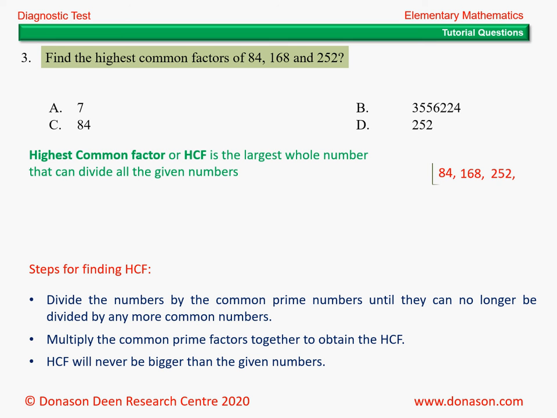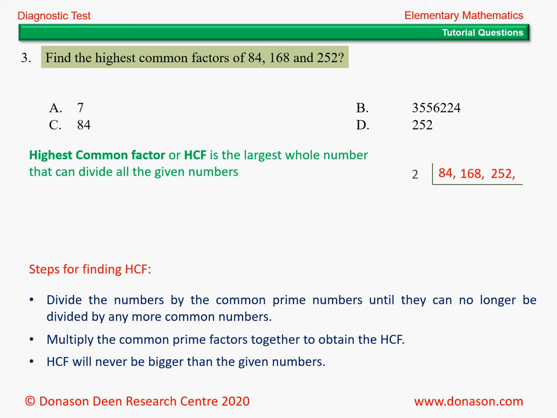So let's write down all the 3 numbers together separated by a comma. So 84, 168 and 252. And we're going to start dividing them by the smallest prime number. And of course, smallest prime number is going to be 2. And straight away you can see 84, the last digit is a 4, 168, the last digit is an 8, and 252, the last digit is a 2, which are all even numbers. And therefore, you know that all the 3 numbers can be divided by 2.